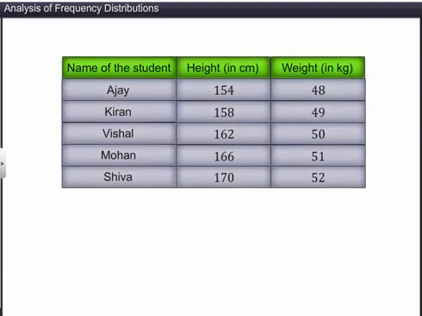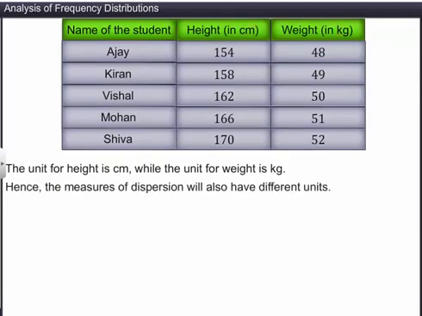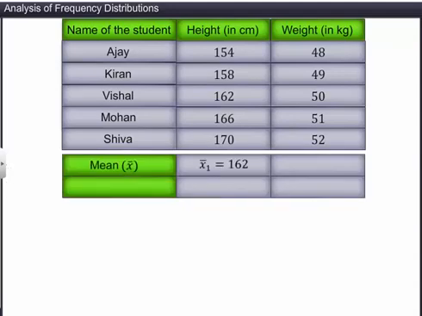Let us consider the data given here. The table shows the heights and weights of 5 students of a class. Here we notice that the data are in 2 different units. Hence, the measures of dispersions will also have different units. On calculation, we have the means and the variances of the series as shown.